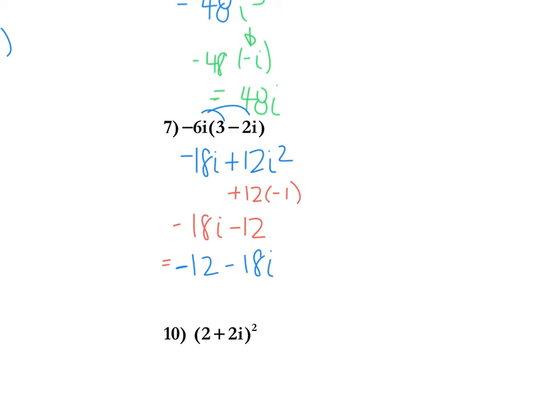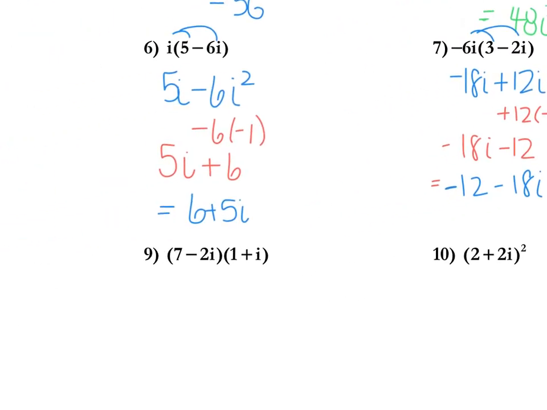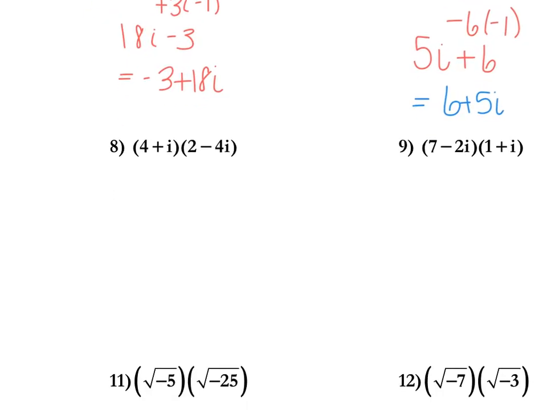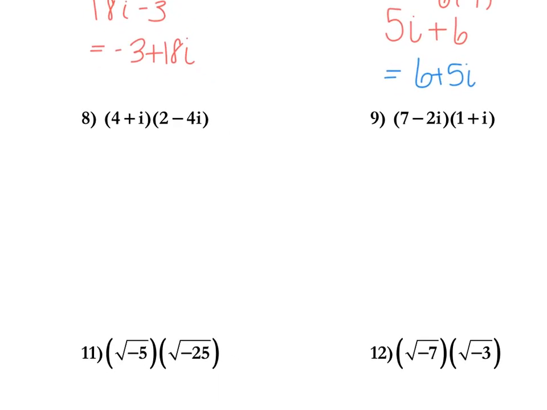Okay, so you guys should have gotten negative 12 minus 18i. All right, so that was just distributing one number in front. Let's go ahead and FOIL these. So this is going to be 8. Then we have minus 16i plus 2i minus 4i squared.